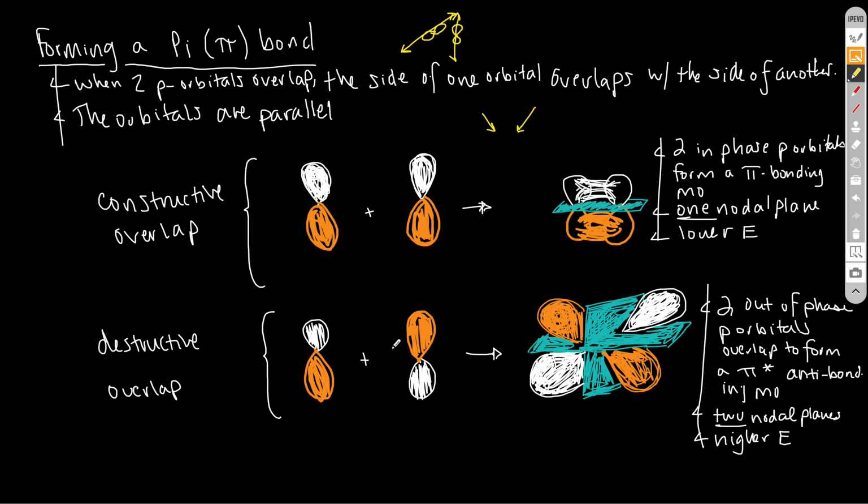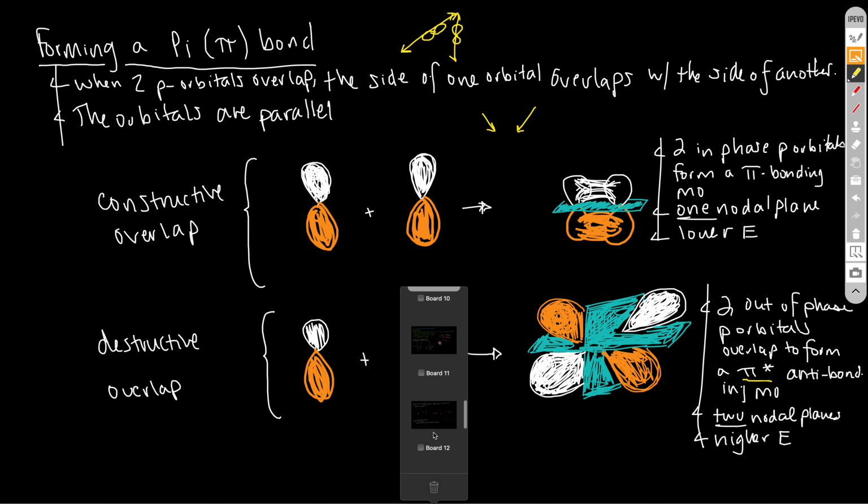And then you can also have destructive overlap. See how these orbitals are not in phase? You have the white here on top and the orange here on top. And then now you'll get two nodal planes. So another way of thinking of an increase in energy would also be an increase in nodal planes, or an increase in nodes. So of course we get a pi star anti-bonding molecular orbital here. So it's pretty much an analog to the formation of a sigma bond.